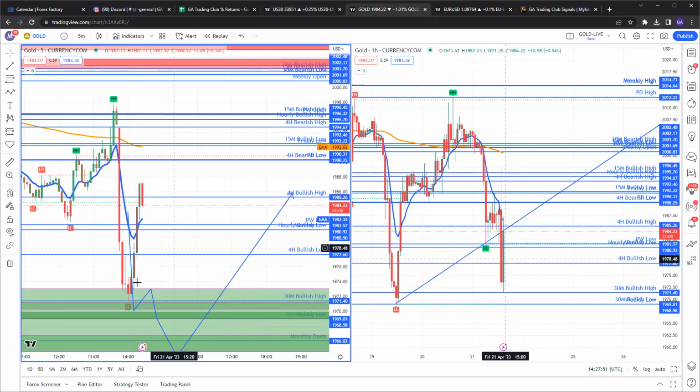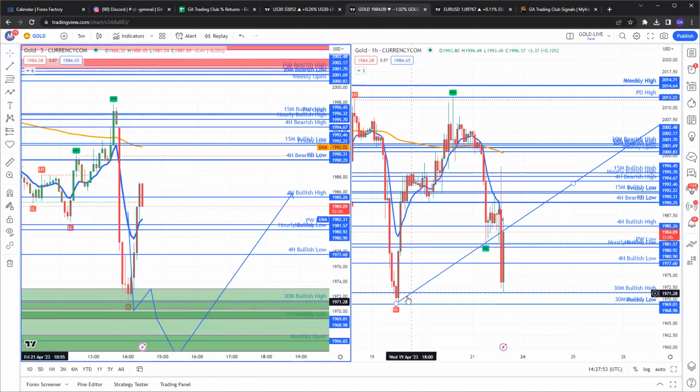So gold played out exactly as I said. I said that we have an established trend line on the hourly that was broken. That trend line had to be retested more times than not. Well, it doesn't always happen, but it had to be retested.